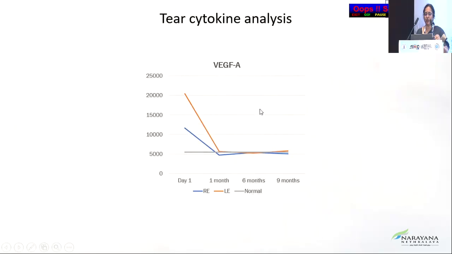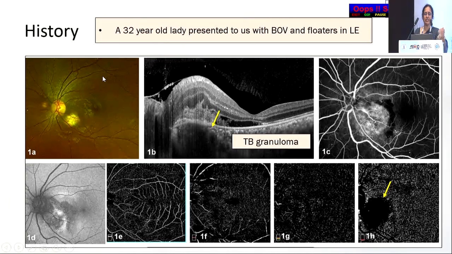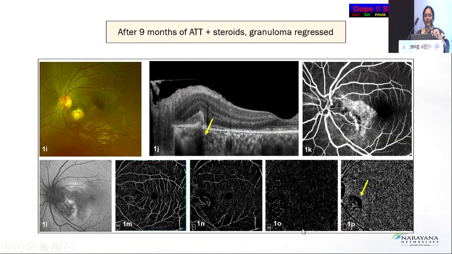VEGF level also we can see it's gradually declining. Here is a case of a 32-year-old lady presented with defective vision and floaters, diagnosed with a granuloma, on ATT and systemic steroids. Here you could see the hyperreflectivity in the outer retinal layer with hyperfluorescence on FFA. This particular patient received ATT and steroids.